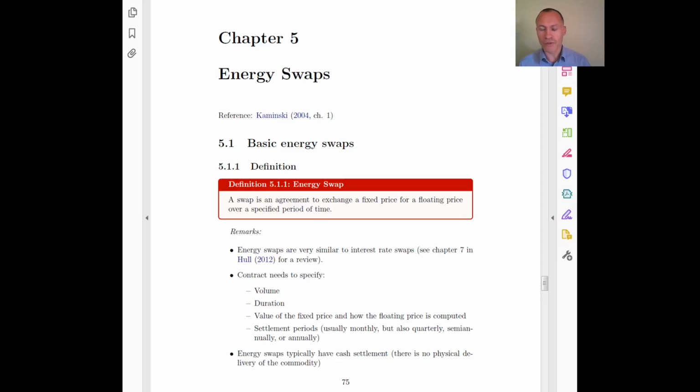Hello, so in this video we're going to talk about energy swaps. A swap is a contract between two counterparties where they agree to exchange a fixed price for a floating price over a given period of time. These are very similar to interest rate swaps. If you have never heard about interest rate swaps or other types of swaps, Hull is a good review. Take a quick look at that book if this is new to you.